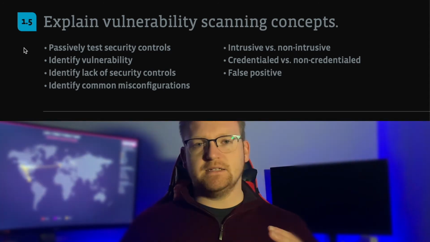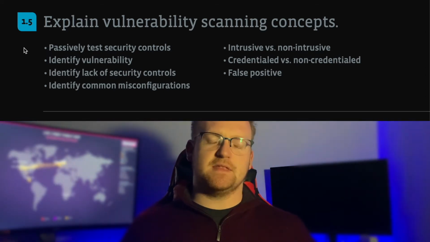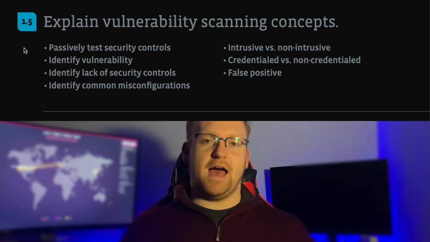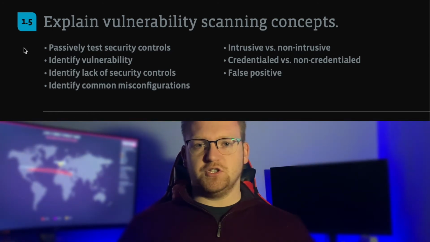Next is intrusive and non-intrusive vulnerability scanning. And this is something that can get kind of confusing here. So intrusive scanning is you're actually actively trying to exploit vulnerabilities. And in some ways you can actually try to script it.